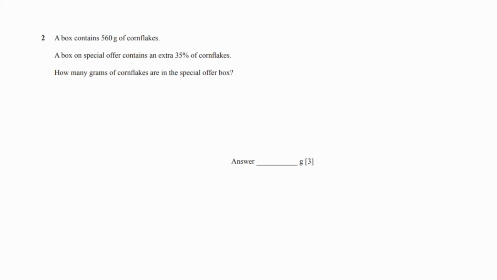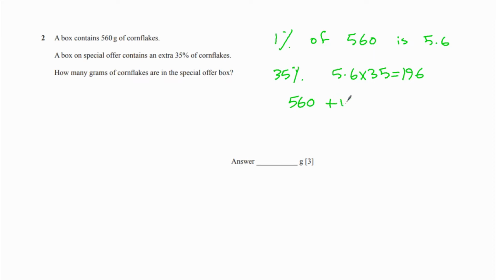So we have different methods to solve this. One method is that we could say that 1% of 560 is 5.6. So what is 35%? 35% would be 5.6 times 35. If I do 5.6 times 35, we get 196. And then I need to add that to the original value, so 560 plus 196, and this would be 756. So this would be one way of doing this.